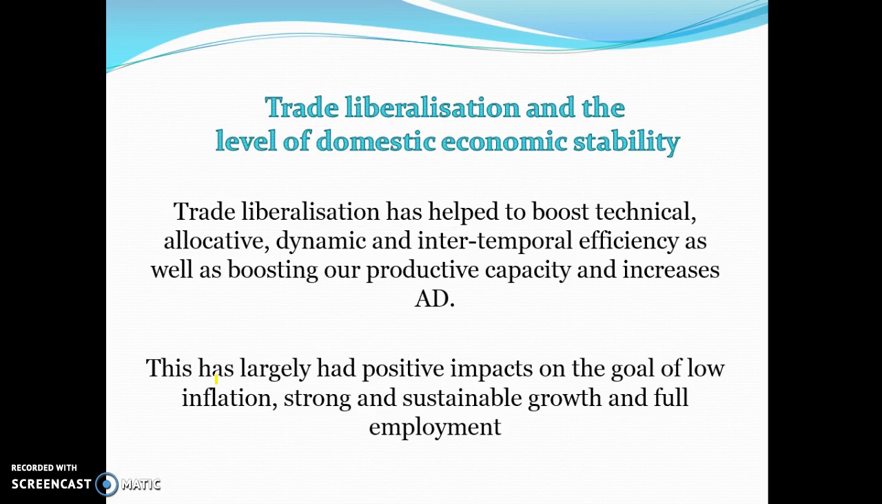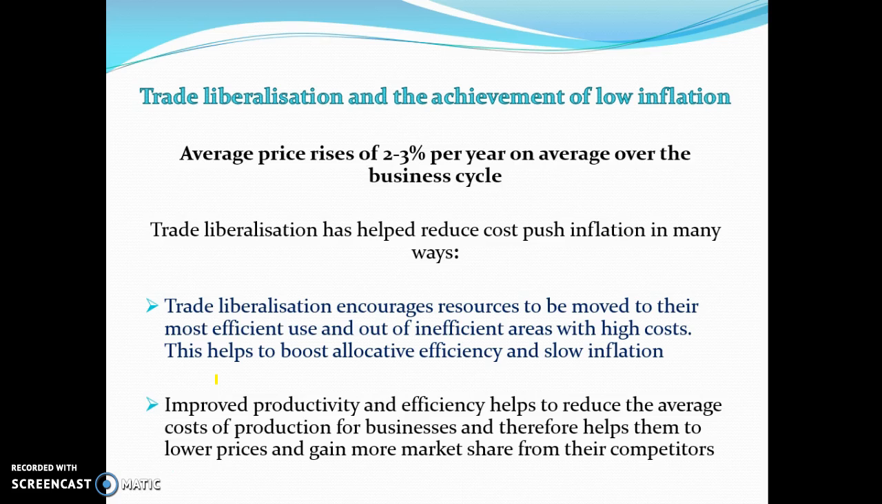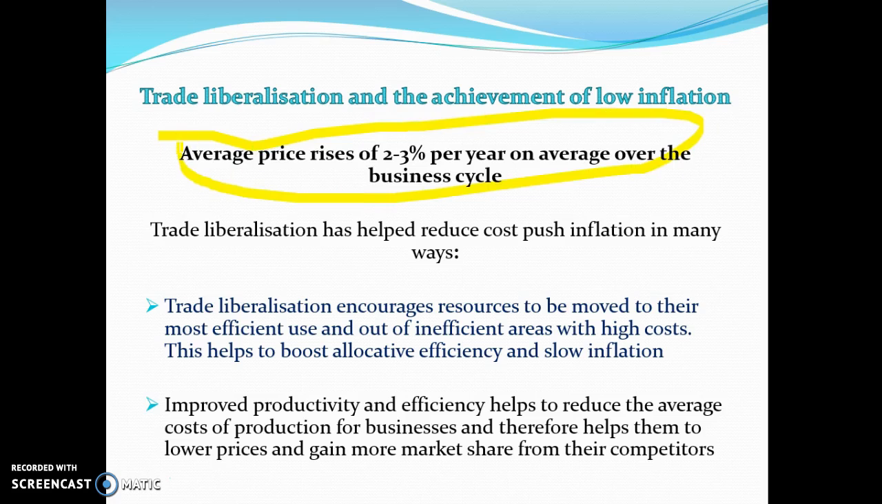All right, we also need to talk about how trade liberalisation can impact the goal of domestic economic stability. So how is trade liberalisation likely to then impact low inflation, strong and sustainable growth and full employment based on its impact on international competitiveness and efficiency? So first of all, with low inflation, make sure you're defining the goal really clearly, that we want average prices to grow by 2 to 3% in terms of CPI per year on average over the business cycle. Trade liberalisation is great for keeping cost push inflation down.